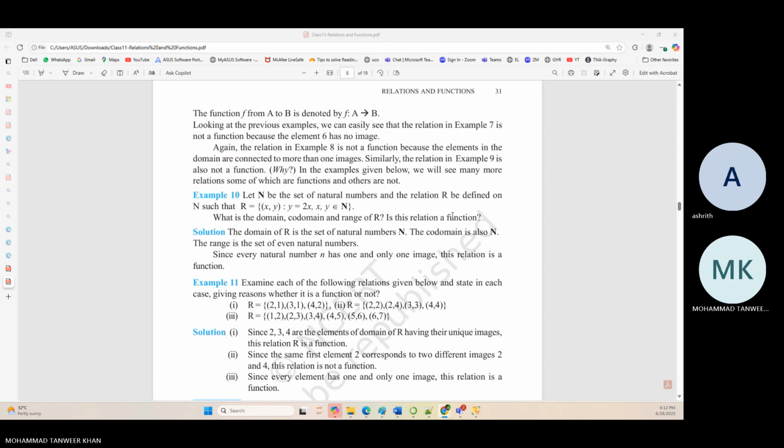Now, the relation R we defined on N such that R equals {(x, y) : y = 2x, x, y belongs to N}. So the domain of R is the set of natural numbers N. What is the meaning of domain? Domain means all the possible values which can be accepted. Understood? Domain means the possible values which can be accepted.